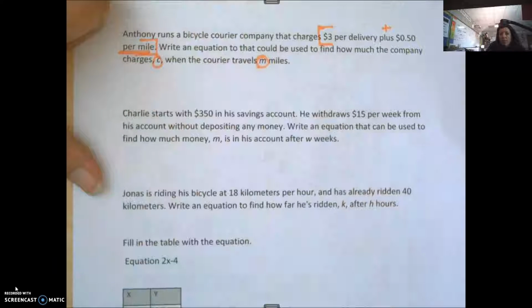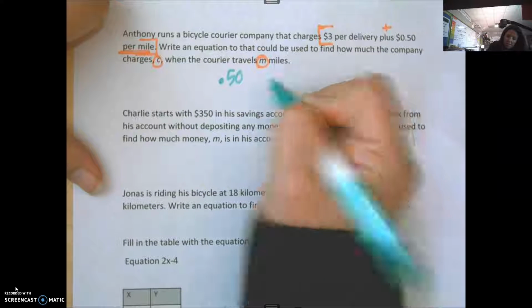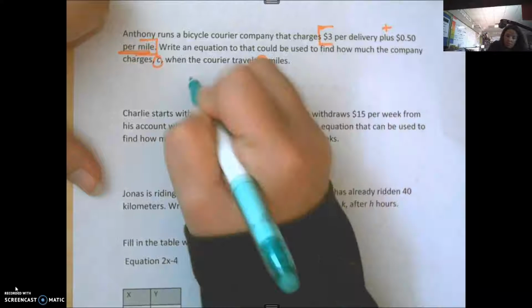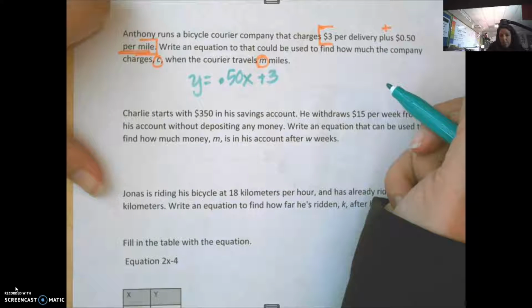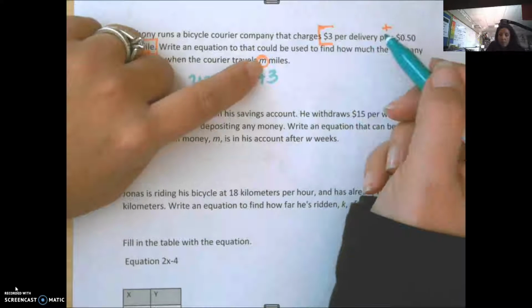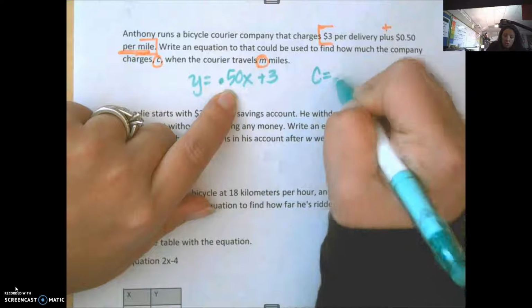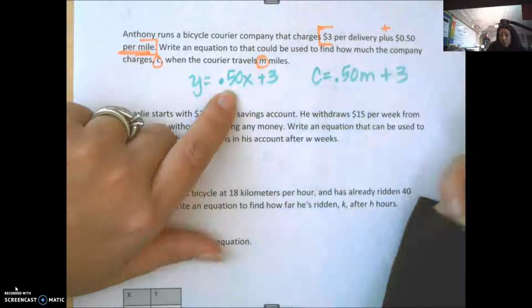Well, we know that it's $3 plus the 50 cents per mile. That per mile is our rate of change. So our rate of change, or our coefficient, is 50 cents x. We're adding the $3, so we have y equals 50 cent x plus 3. Now we want to try to use these variables C and M. Well, M is miles. Well, it was 50 cents per mile. So they charge 50 cents per mile plus 3.